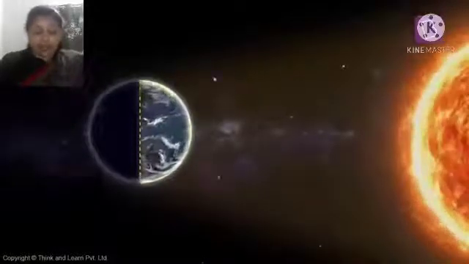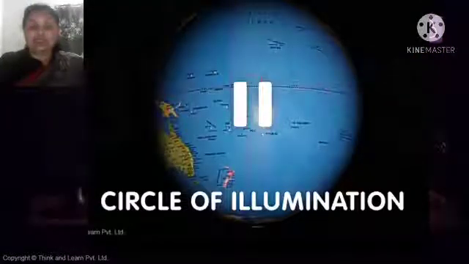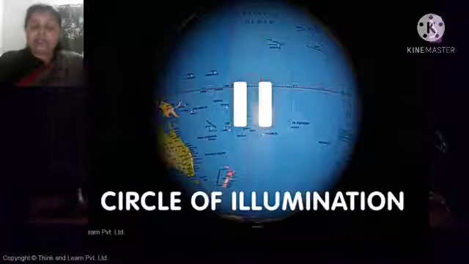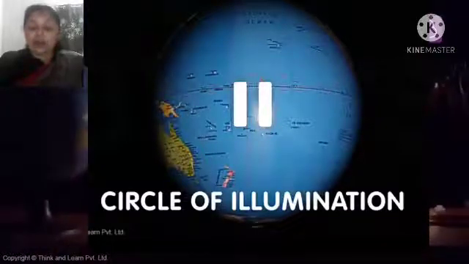Okay, come on. So what we have here is a table lamp and a globe. What do you notice? This circular segment of the globe is illuminated and the rest is in darkness. And this circle is called the circle of illumination.